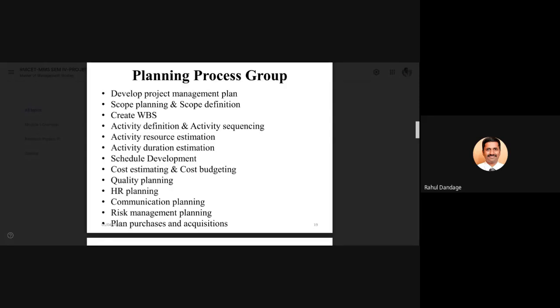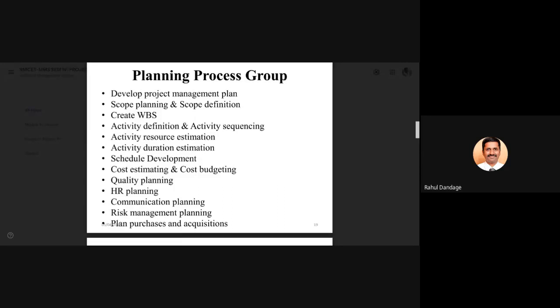So these are the varieties of processes, variety of activities which are involved in the planning process group. So you can see there are a number of activities, and that's why the span over which the planning process group is spread in the project life cycle, and the level of process interactions, that is very high, that is second largest in this particular project management process groups.